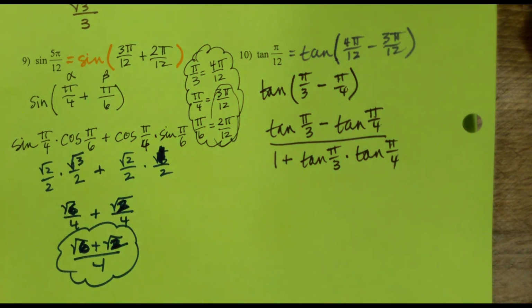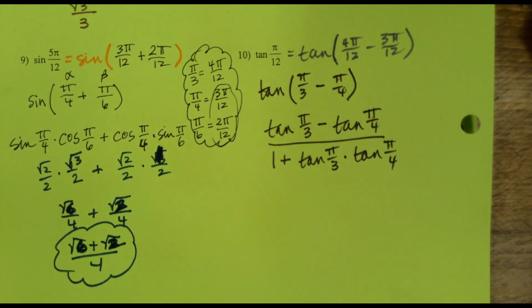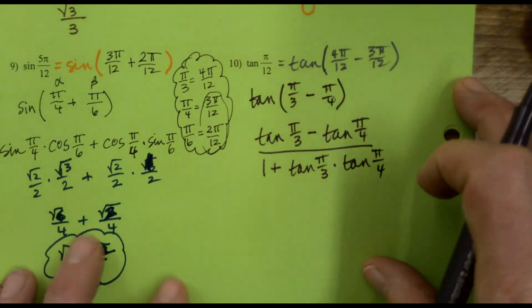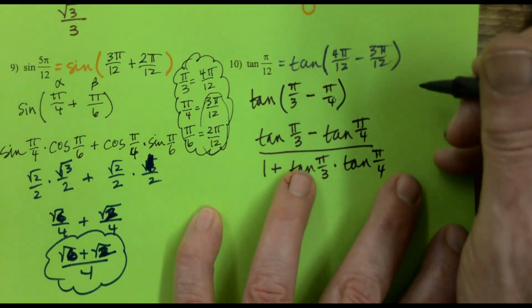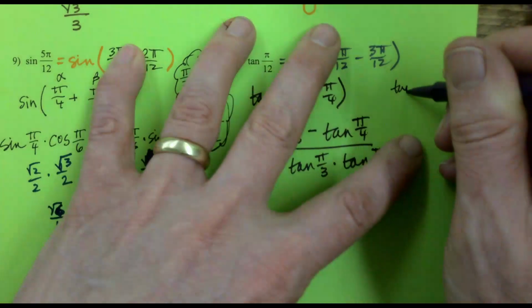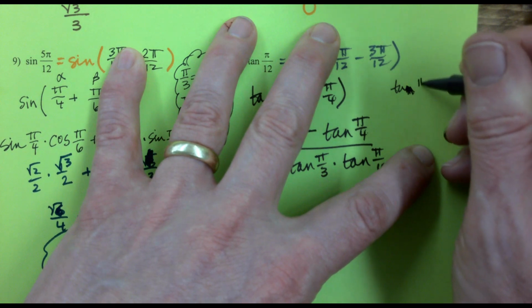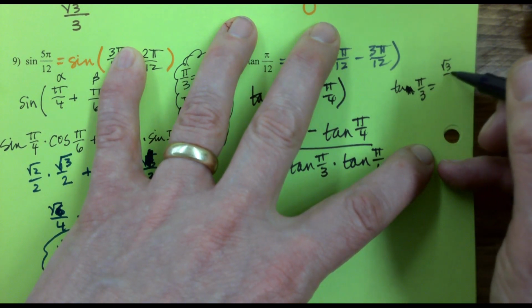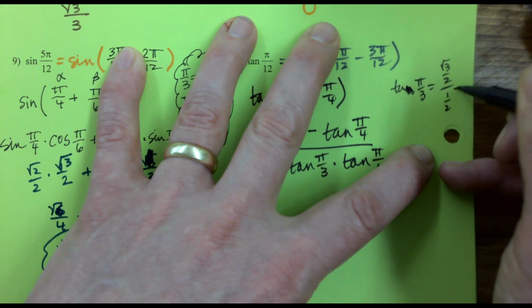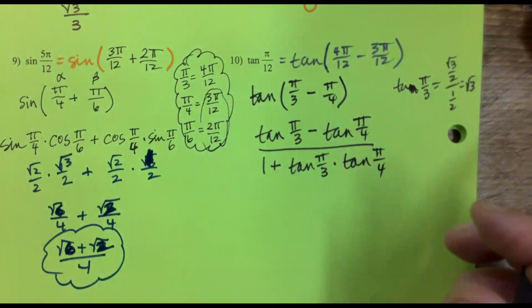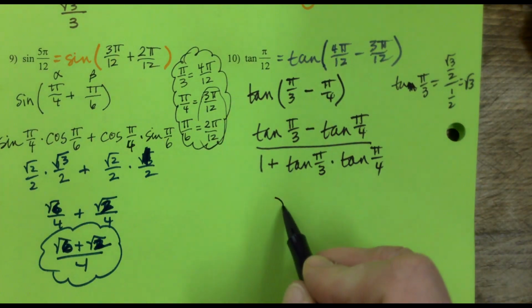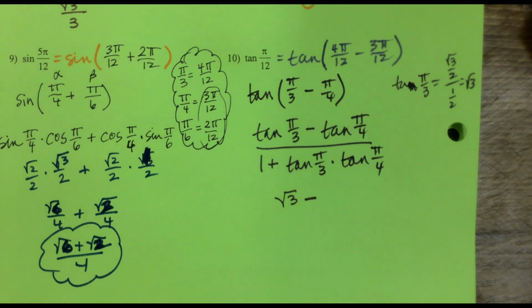And so in our last chapter, we learned how to evaluate the tangent. It is sine over cosine. And so off to the side, you may need to do this. The tangent of pi over 3 is sine over cosine, so square root of 3 over 2 over 1/2, or the square root of 3. If you have them memorized, then just write down what you remember. So that's the square root of 3 minus.